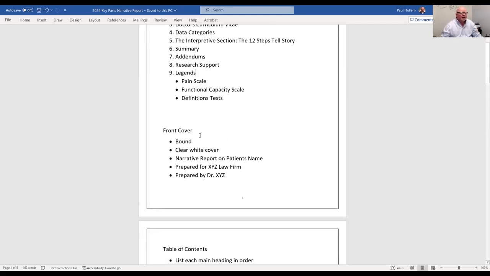Okay, and we talked about the front cover. We can have it bound, clear white cover, a narrative report with the patient's name on it, prepared for XYZ law firm, prepared by you. So that's a nice little front cover right there.